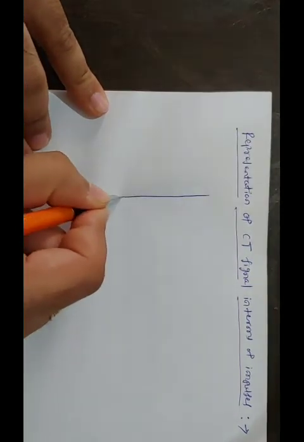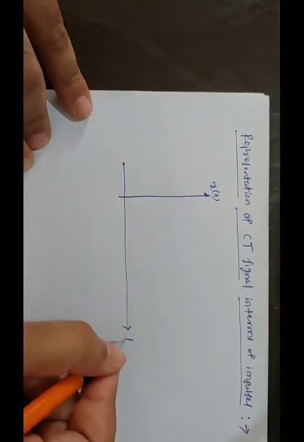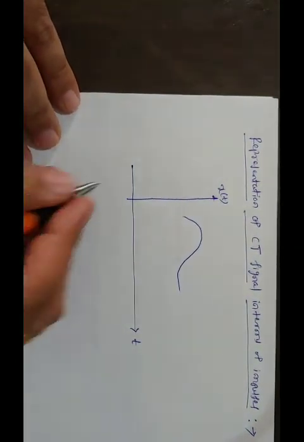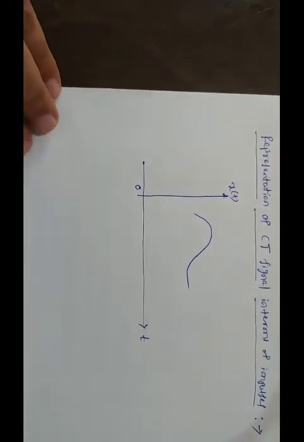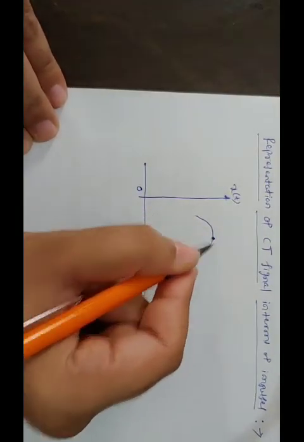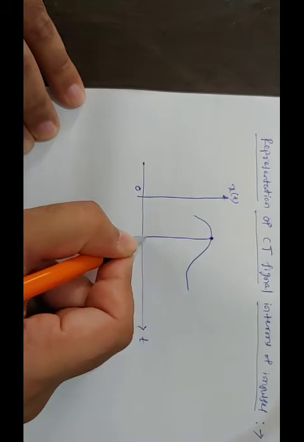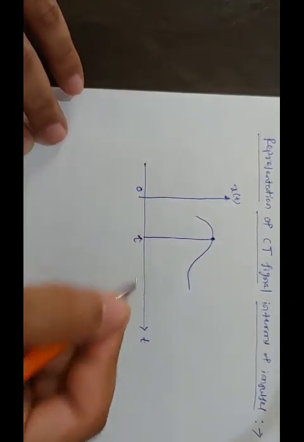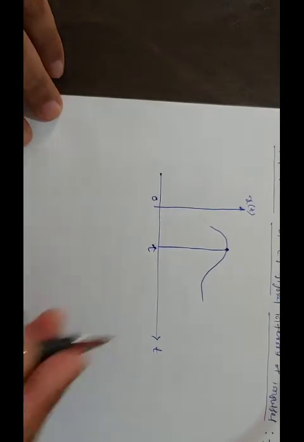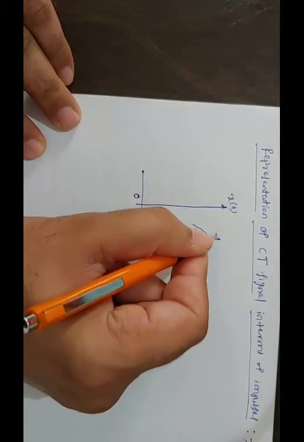So I am going to draw that one. Say my x of t with respect to t. So let us assume the signal is like this. So let us consider a point on x of t. So that means I am considering a point on x of t, at t equal to tau. So on the x-axis, tau we have written. Now, let us assume its amplitude is capital A.